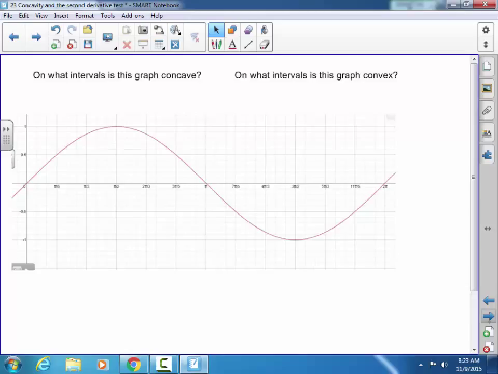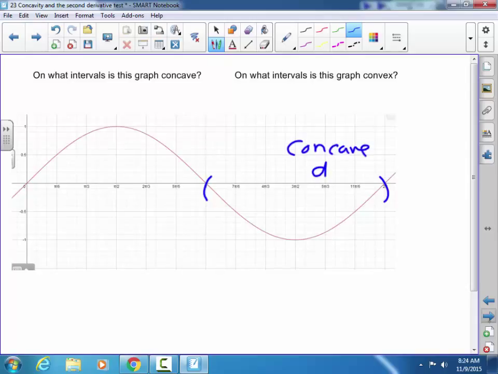Okay? So based on that information, where would you say this thing is concave? The right side. I would say that it's concave here. And we're going to change that to say concave down. All right, and where would you say it is convex then? Or concave up? It's going to be concave up here.